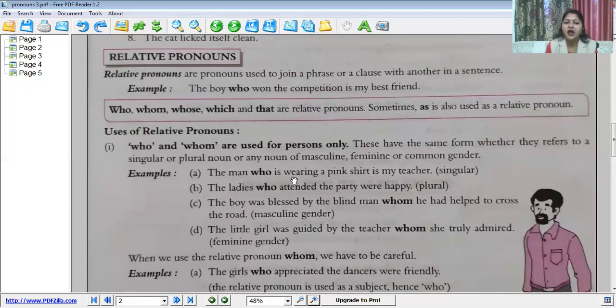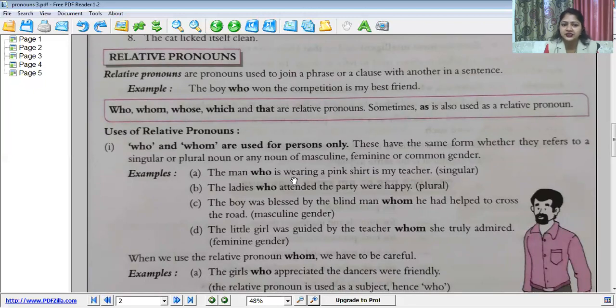Relative pronouns are pronouns used to join a phrase or a clause with another in a sentence. That is, it needs a relative pronoun to show the relation or to join a phrase or a clause. We had learned about phrases in the chapter on sentences, that it cannot stand by itself. So relative pronouns are those connectors.